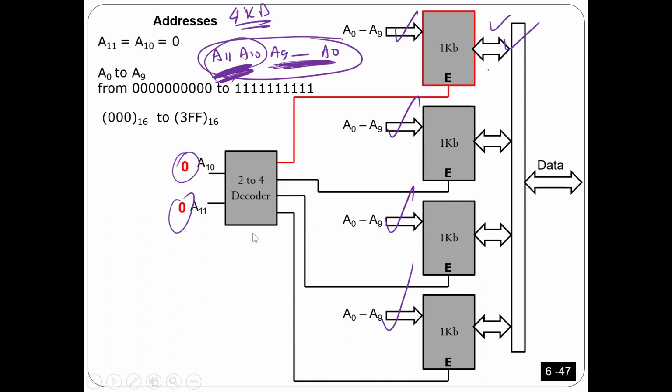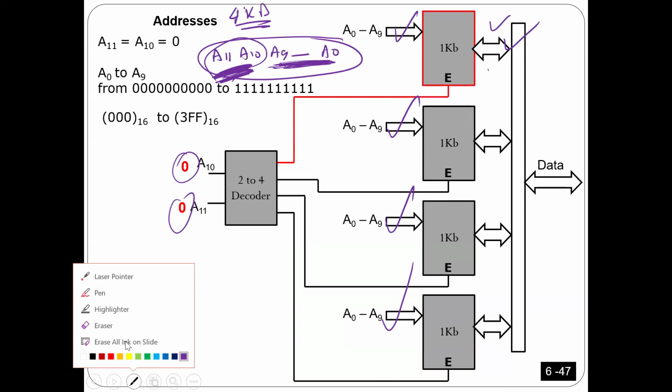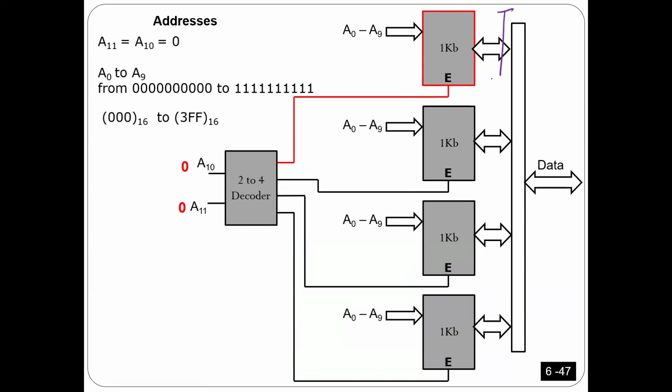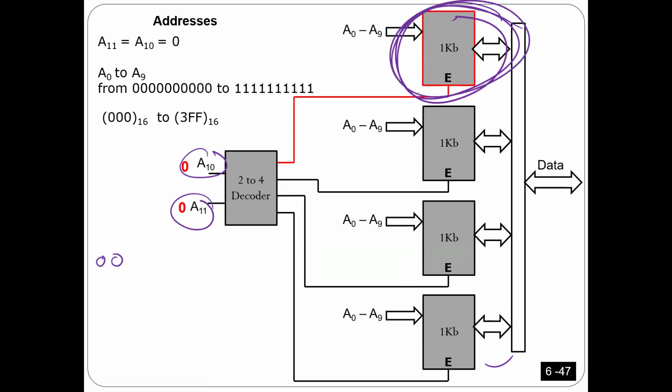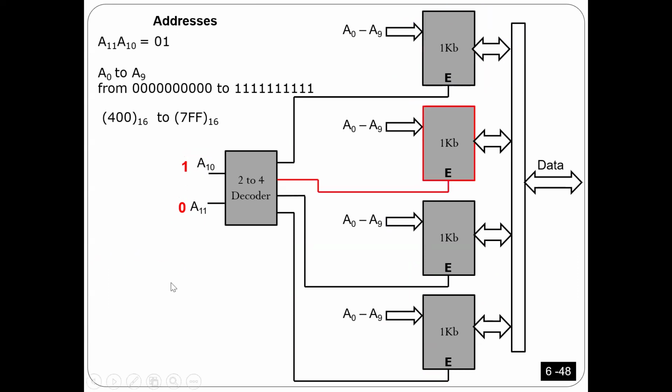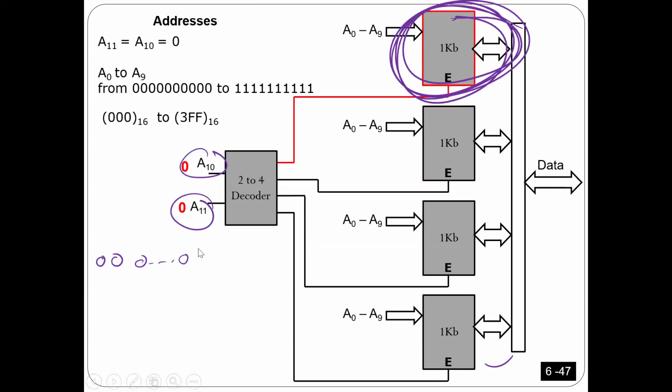The last thing I want to teach here: if I ask you, what is the range of addresses for each chip? Very simple. Look here. For all the addresses in the first chip, A11 and A10 are 0, 0. So it should be 0, 0 for the whole range. And then after that, the remaining address goes from 9 zeros until 9 ones, because the top part is common for all of them.